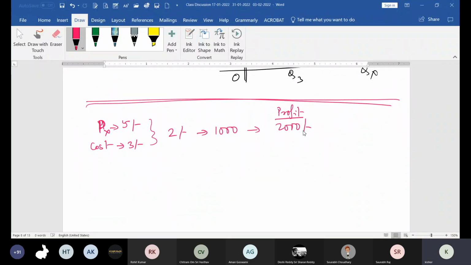Suppose, to maximize your profit, what you did is you increased the price of your product. All other things being at a certain level, you increased the price from 5 to 6 rupees.